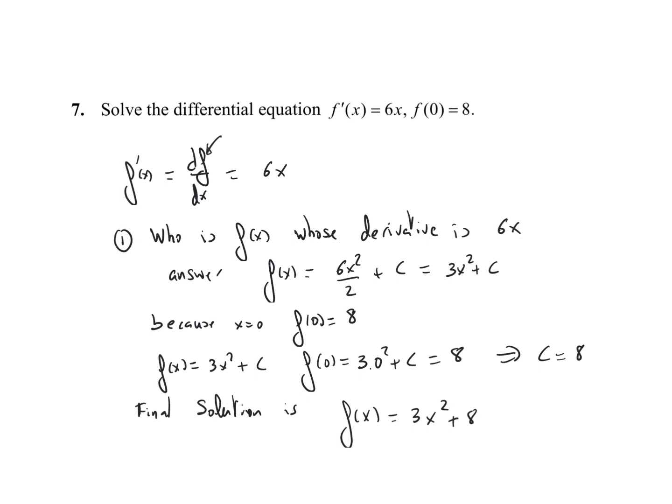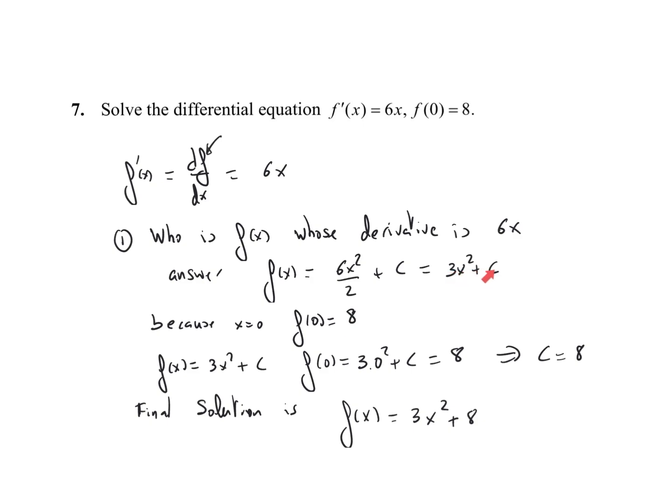It's clearly that the function I have to plug in here so that the derivative is 6x is 6x squared divided by 2 plus c. But 6 divided by 2 is 3, so 3x squared plus c is the function. But we don't know the c, but we know the information about the initial point: when x equals 0, f of 0 is equal to 8.